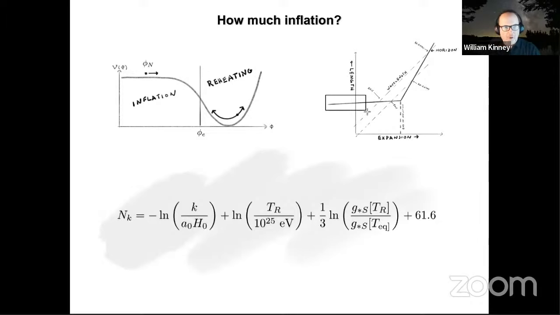Now notice that inflation can go on for an arbitrarily long time before that. You can have more than 60 e-folds of inflation and there's no problem there. You could have 10,000 e-folds of inflation. You could have 1,000,000 e-folds of inflation, because the only thing that matters is our horizon size today.